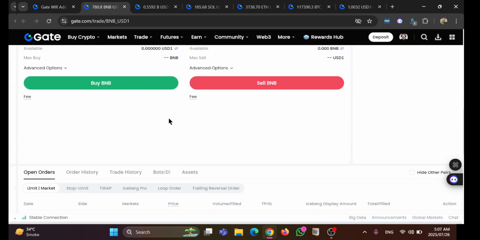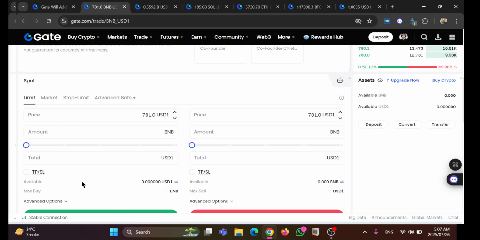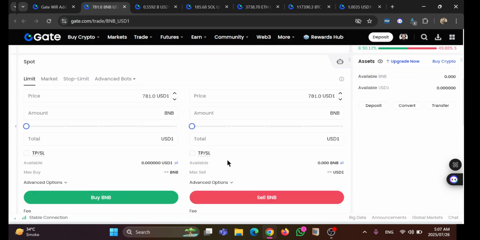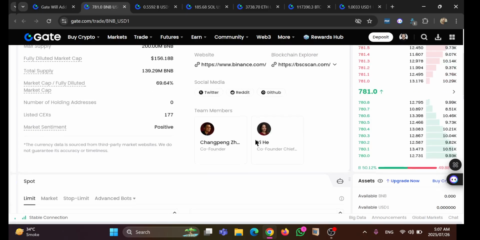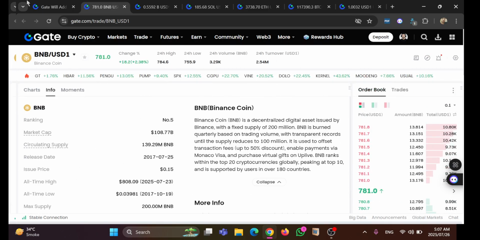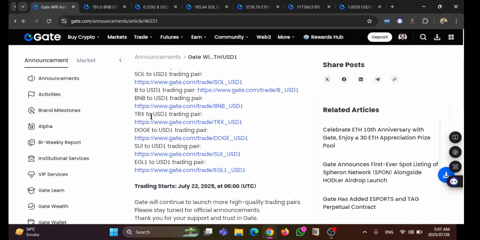And you can buy and sell like the other coins. I have told you how to buy and sell. This is the section where you can buy and sell. This is the buy button and sell button, to buy BNB and sell BNB. Let's go back. We have explained BNB. And now let's see the TRX to USD1 pair. Let's click on it.